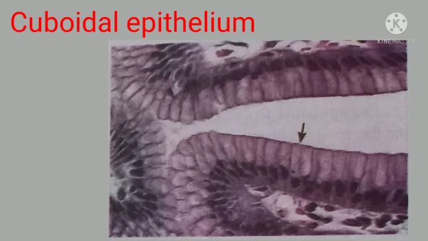I repeat once again, children. Cuboidal epithelial tissue is arranged in a single layer. It is located at the lining of organs, tubules or other parts. It provides mainly mechanical support.